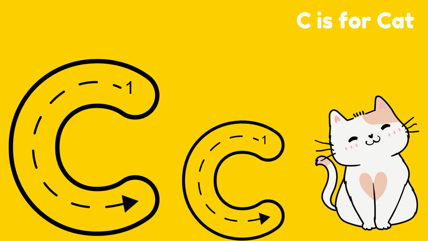For uppercase C, draw a big, curved line like a crescent moon. C is for cat, so sleek and sly. Trace your C as it waves goodbye. For lowercase c, draw a small, gentle curve, like a smile.